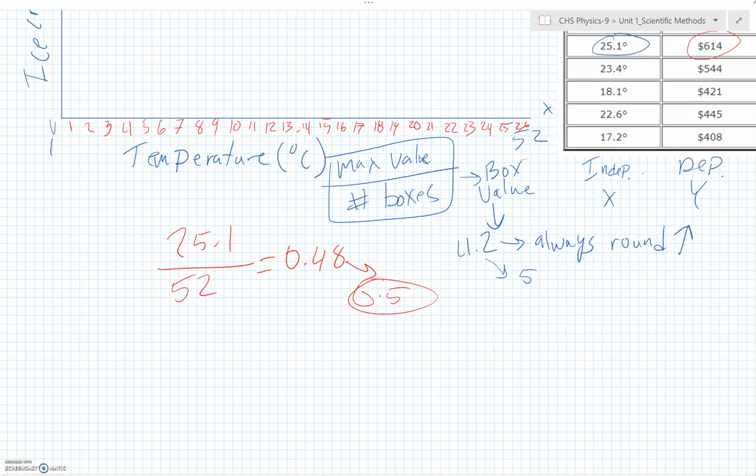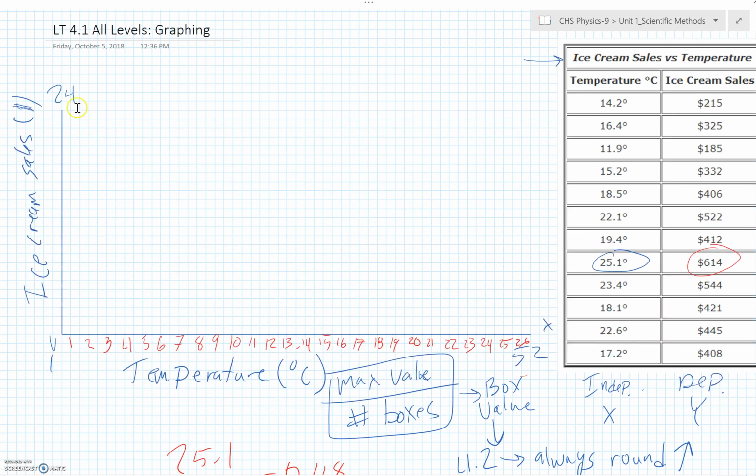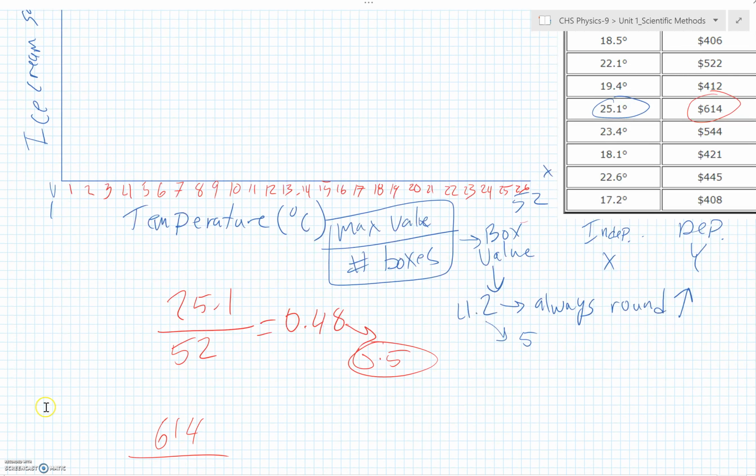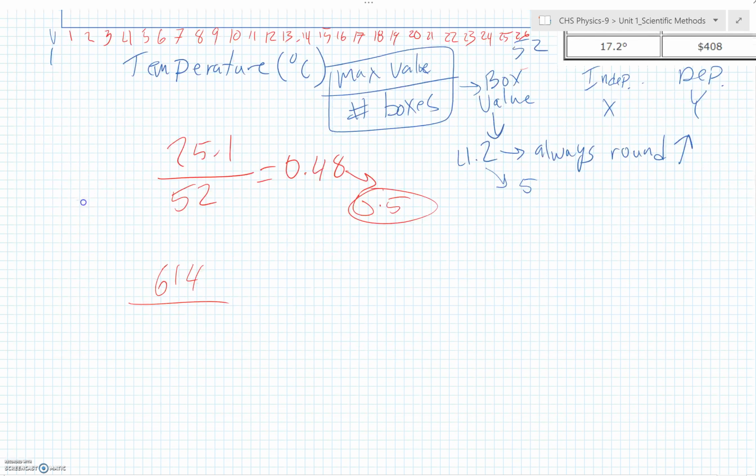So I'm going to do 614 divided by, I counted this, I can't remember. Oh, it was 24 boxes. So I'm going to do 614 divided by 24 boxes, and that gives me 24.56. Now that's an ugly number. So what I'm going to do is round up to a nice number for my intervals. 25 is an easy one. I can do that all day. 25, 50, 75, 100, 125, and so on.